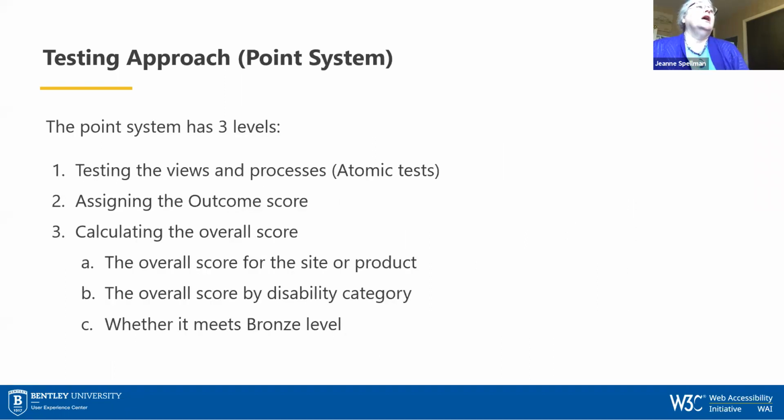Next slide, Pete. The point system has 3 levels. So first you test the views and the processes. These are the atomic tests, the tests you do today. And then you use that to assign an outcome score. And this is how we're averaging it. We're bringing different types of testing together so that they can be compared and averaged in a mathematically valid and fair way. And then you calculate the overall score, as I said, by the site or the product, and then by the disability category. And then finally you decide whether or not it meets bronze level.